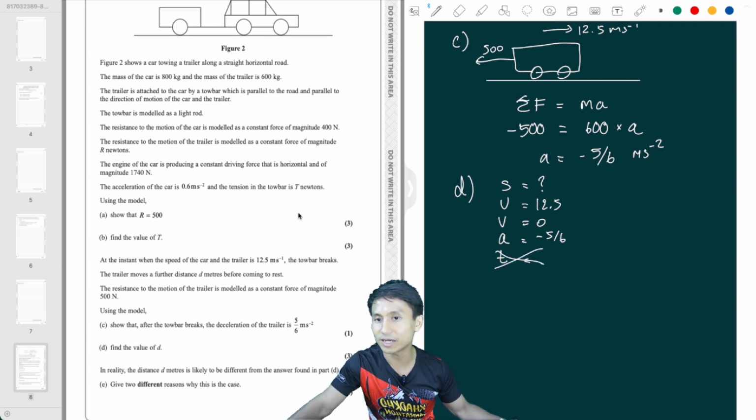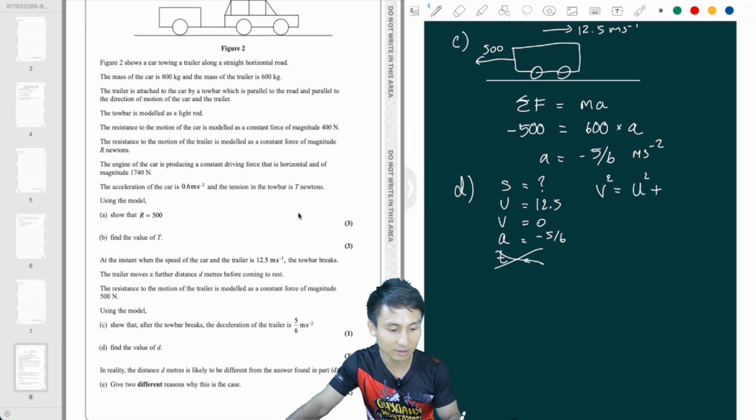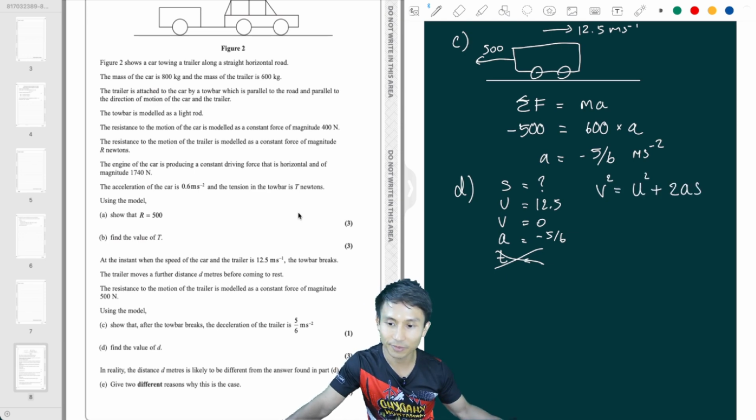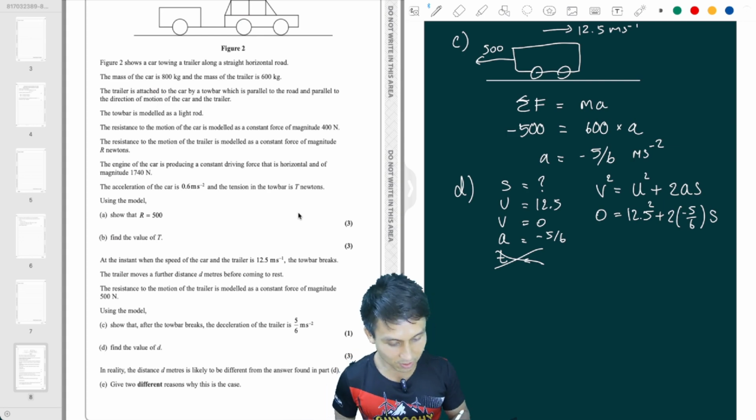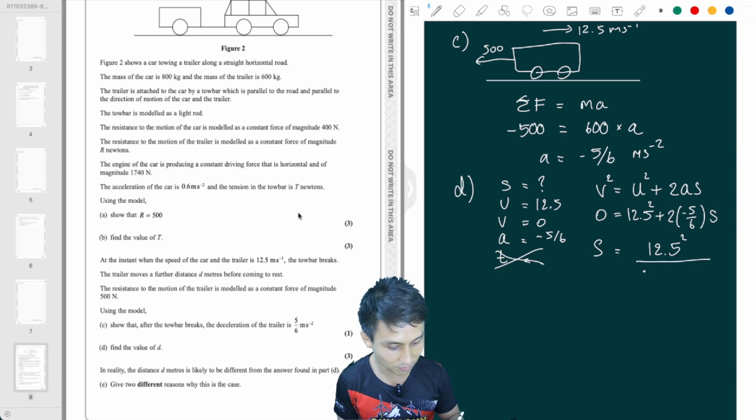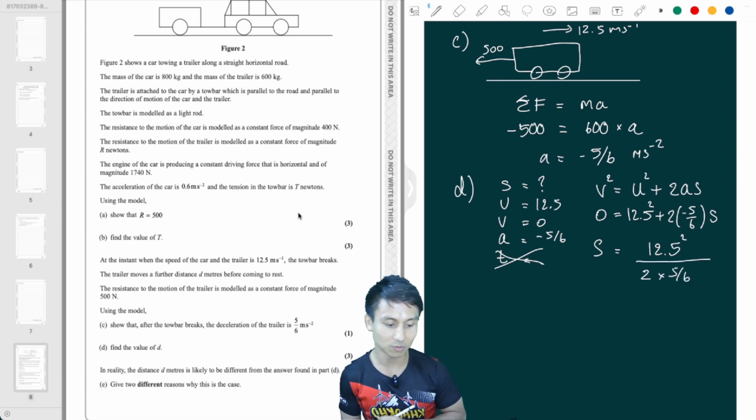So which equation in the SUVAT equations has these four, or doesn't have T? Well, that's only one. That one, right? That's the way to go. So substituting V0, U 12.5 squared there, plus 2, A is negative, and S is what we want. I'm just going to have to be careful between S and 5 here. Okay, so S will be moving to the other side: 12.5 squared divided by 2 times 5/6. Everything will be positive there.